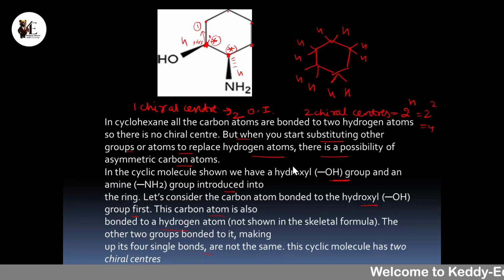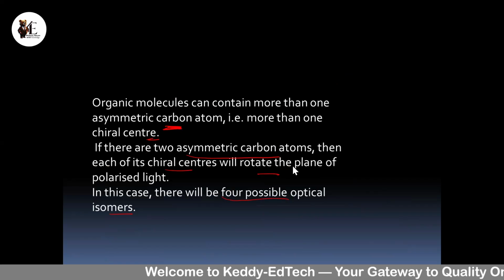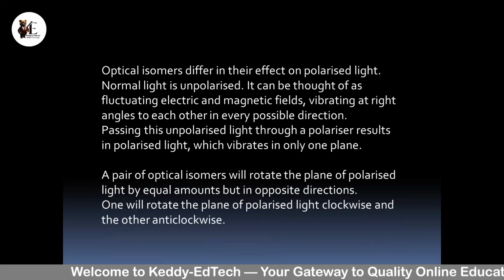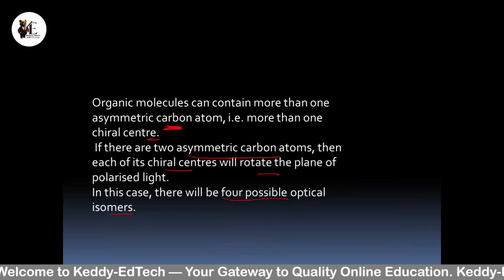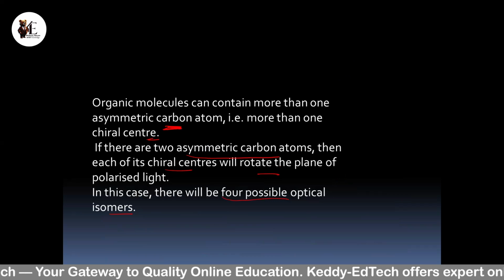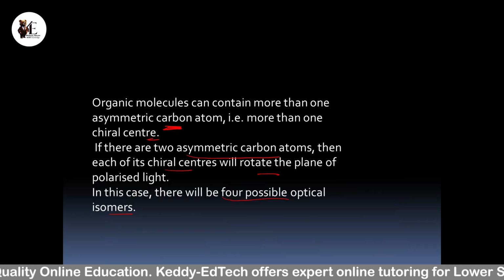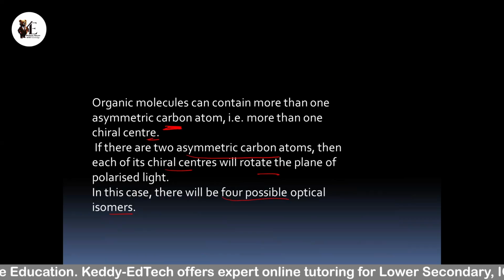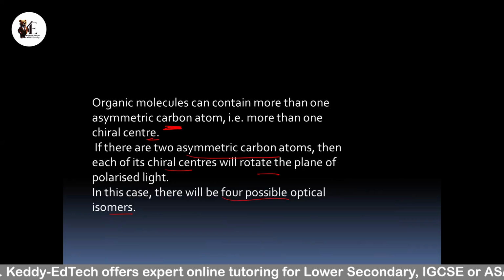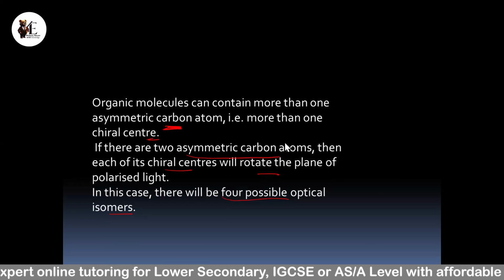Okay. So what I want to tell you here is that organic molecules can contain more than one chiral carbon atom. It's not necessary that they contain only one chiral center. If there's one chiral center, then they have two optical isomers. One will rotate the plane of polarized light to the clockwise direction, and one will rotate the plane of polarized light to the anti-clockwise direction. Right? But if they have more than one chiral carbon atom, you have to use the formula 2 raised to the power n to calculate the number of optical isomers. Please write down this.